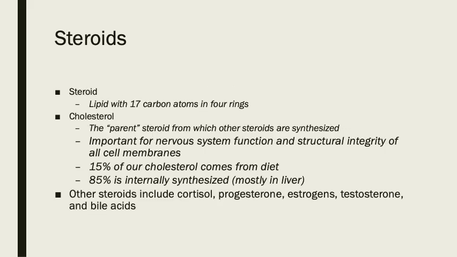Steroids. So our body has steroids in them naturally. They are a fat with 17 carbon atoms attached to them in some sort of shape of a ring. So steroids are synthesized from other parent steroids. So you have one steroid that makes other steroids, because remember, synthesize means to create. Steroids are really important for nervous function and for things like sexual reproduction, growth, stuff like that. 15% of our cholesterol comes from the diet, and 85% of it we make ourselves.